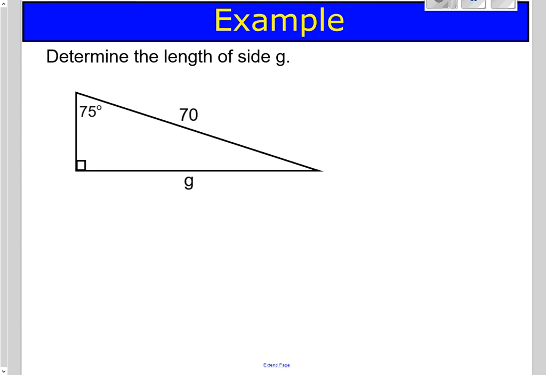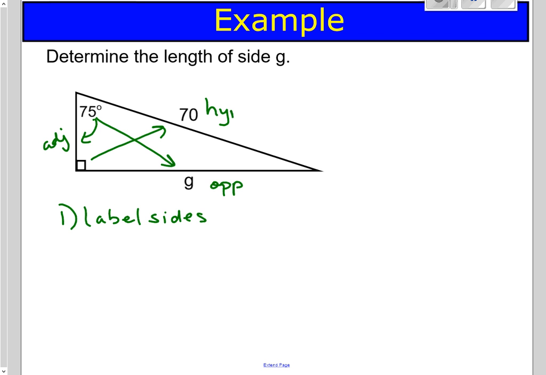So here is an example. We have our triangle, and we want to solve for side G. So the first thing you do, first step, is to label your sides. So label sides. So this would be my opposite side. This would be my adjacent side. And this would be my hypotenuse.